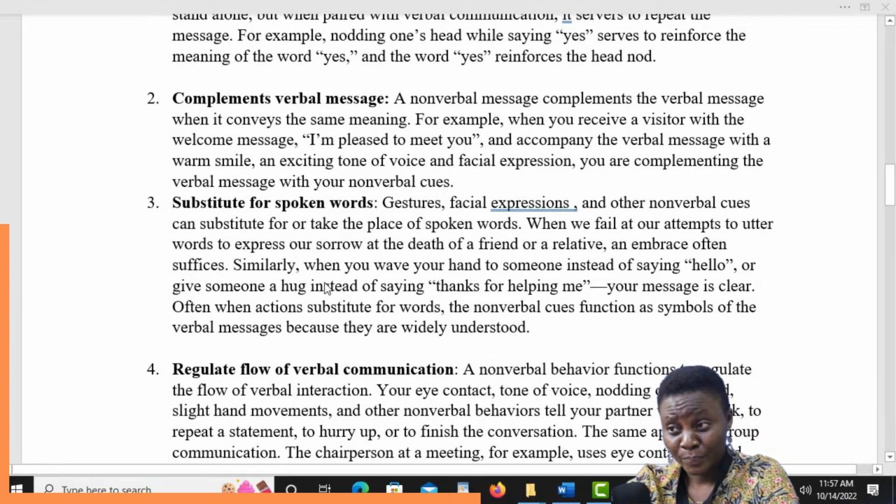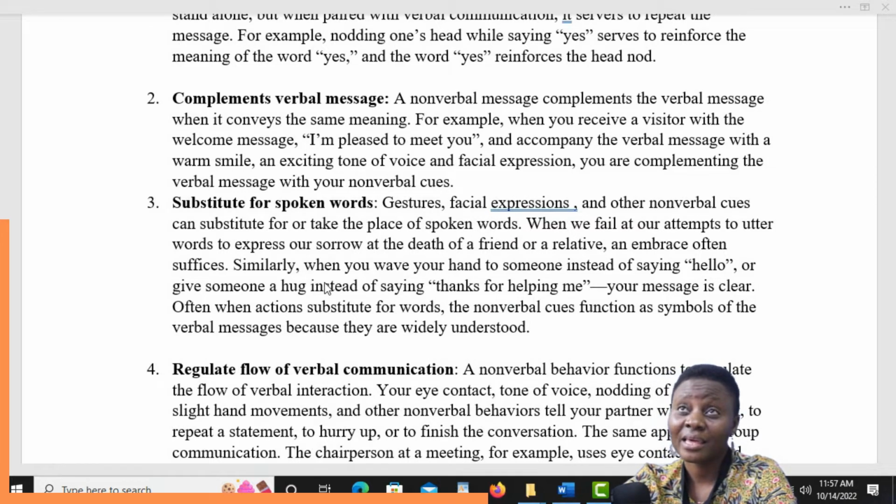They also substitute for spoken words. Sometimes in absence of words, with nonverbal cues, communication can still be made. Somebody can talk to you, and instead of this person answering verbally, this person can use a nonverbal cue to give the answer. So they act in place of verbal communication. That's why I said when I was defining nonverbal communication, this is communicating without words. You can use body language, facial expressions, gestures, signs, name it. So you can use nonverbal communication to substitute for verbal communication.